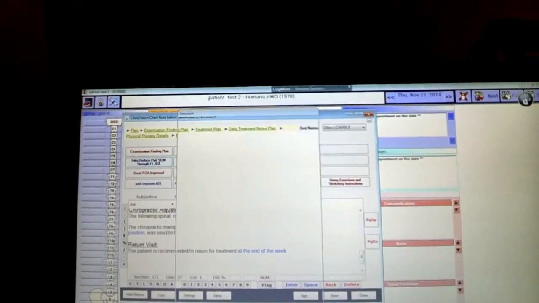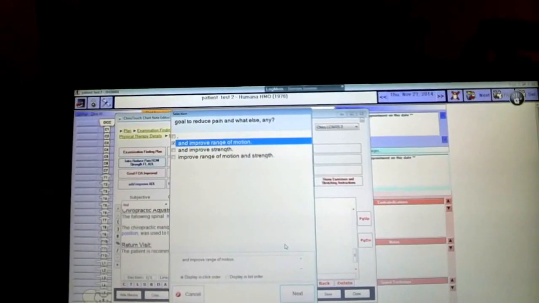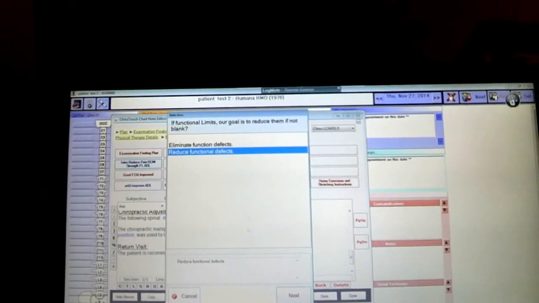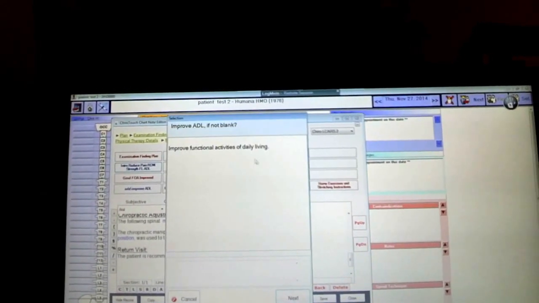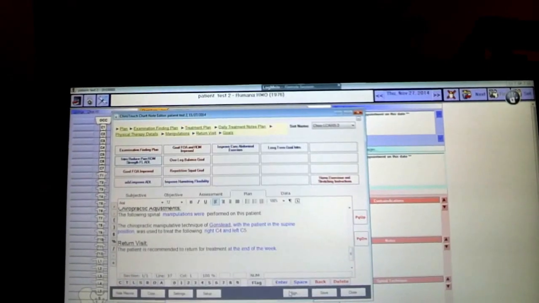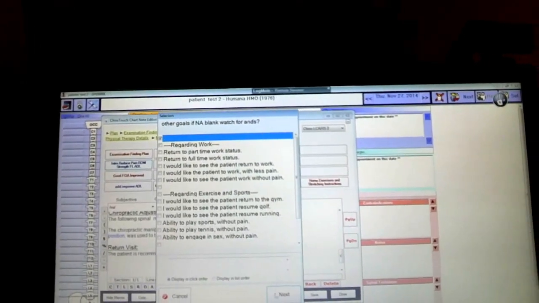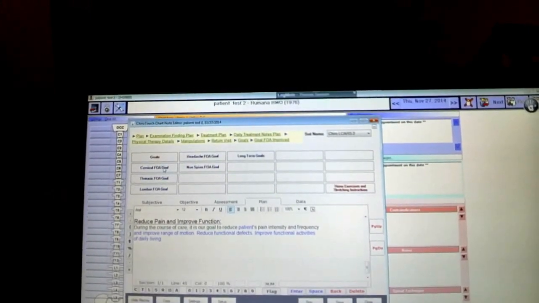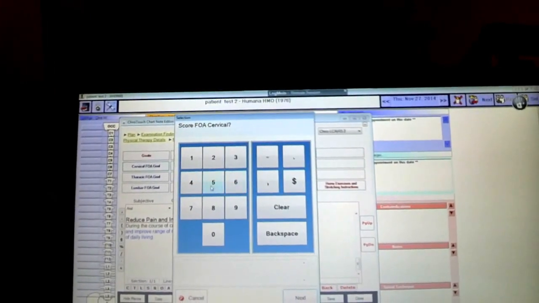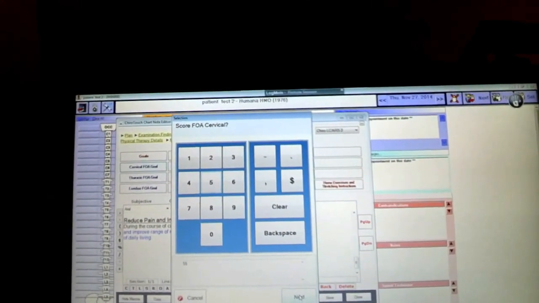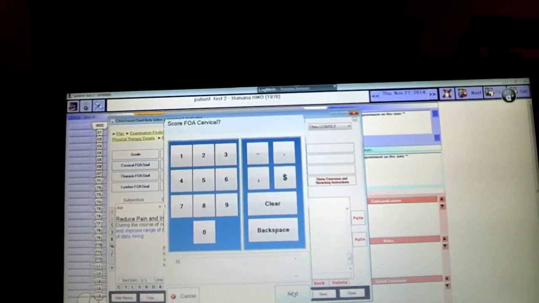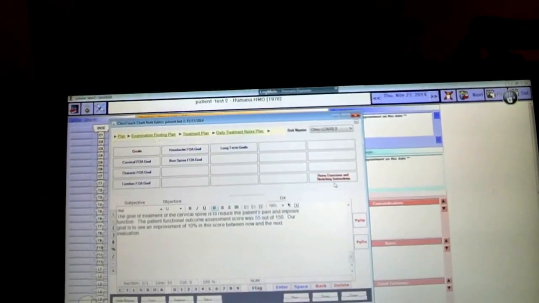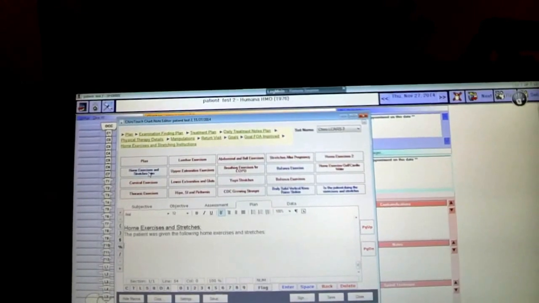Our goals are going to be, we want them to improve range of motion and strength. We want to also reduce their functional deficits from their functional outcome assessments, and we're also going to improve activities of daily living. We're going to say that the work is not the issue. And then again, our FOA goals for our cervical spine, where this person scored a 55, we want to see a 10% increase or improvement of this over the next course of the examination period of about 10 to 12 visits.